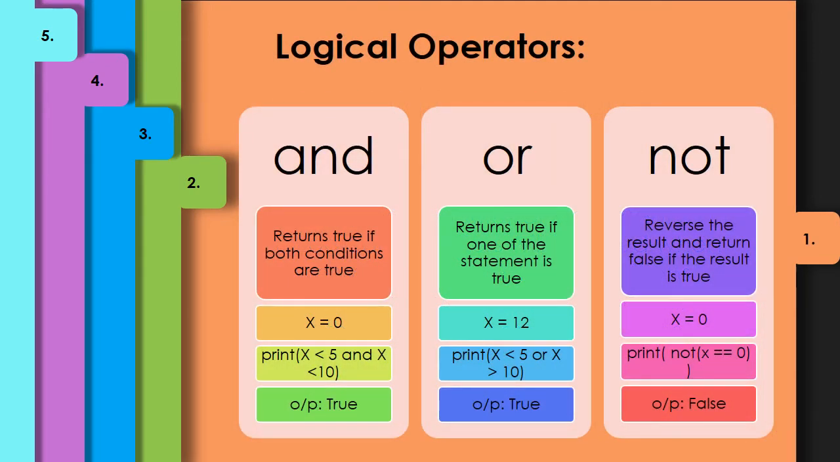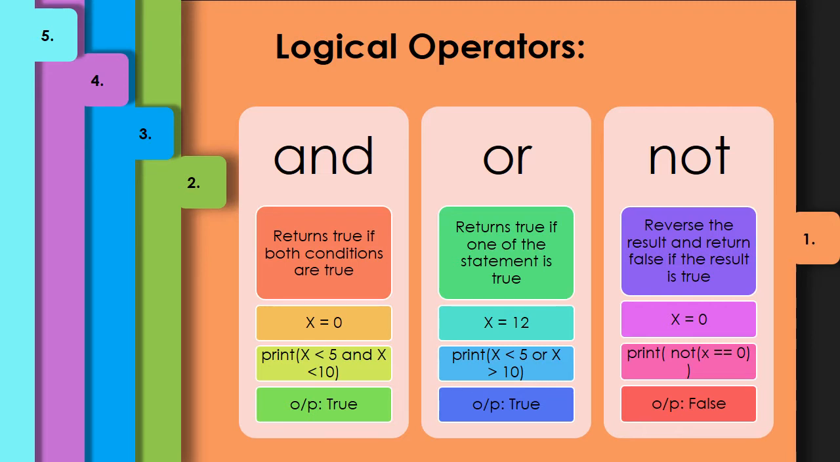Now let's see what are the logical operators. So we have three logical operators in Python: and, or, and not. These three are the logical operators we can use with the conditions, and we can use these operators to combine two conditions and get true or false from those conditions. Now the AND operator will return true if both conditions are true.